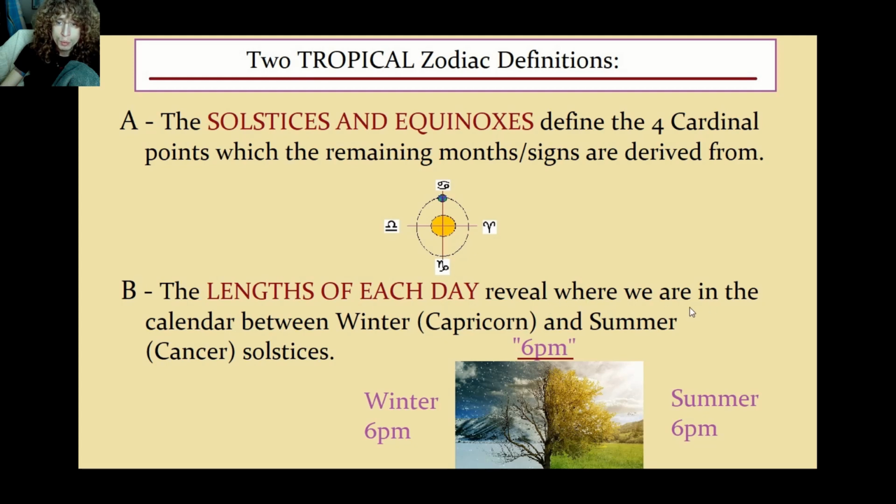The lengths of each day reveal where we are in the calendar between winter, Capricorn, and summer, Cancer, between the winter and summer solstices. I'm going to explain this more as we go on, but essentially both of these are a picture of 6 p.m. In the summer, at 6 p.m., it's the evening, but the sun is still very brightly out. In the winter, however, the sun is long gone and it's dark. It's still 6 p.m. That's because in the summer there's much more daylight, and in the winter there's much less daylight. We all experience this every year, right?